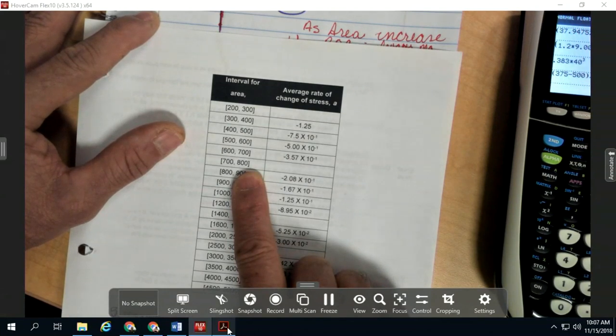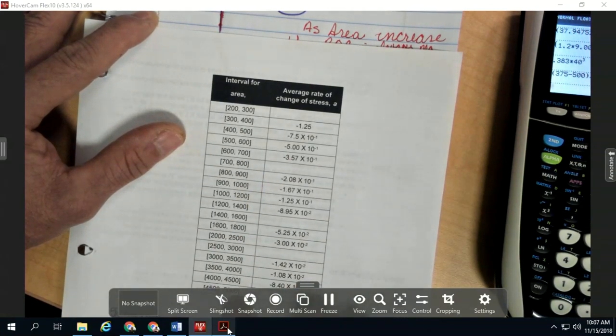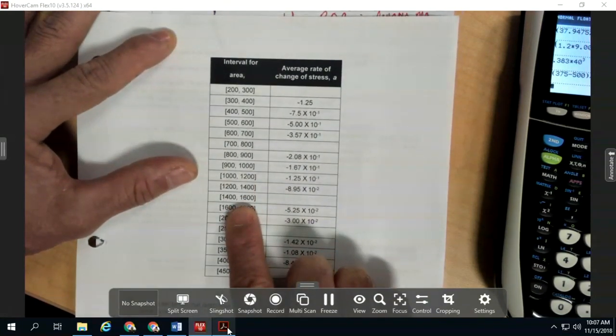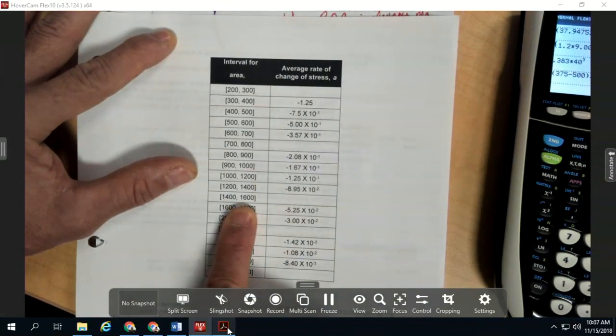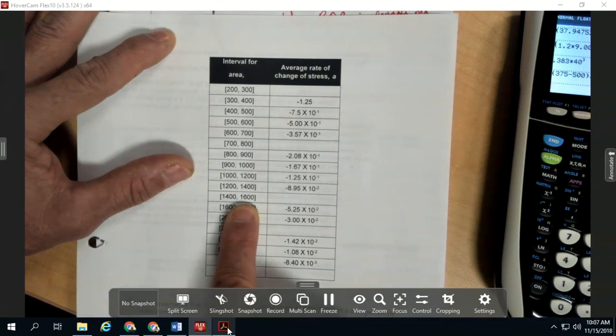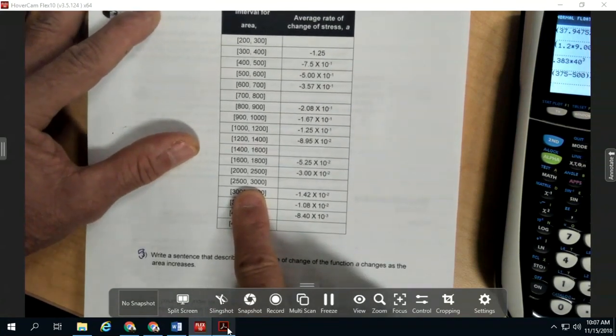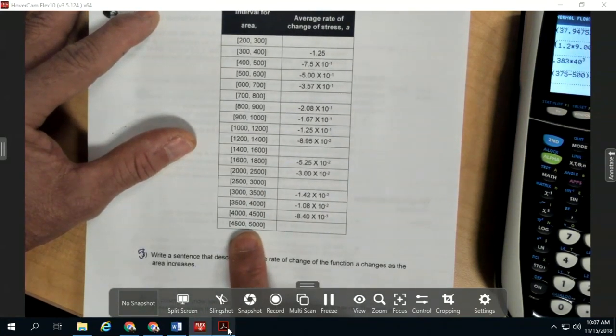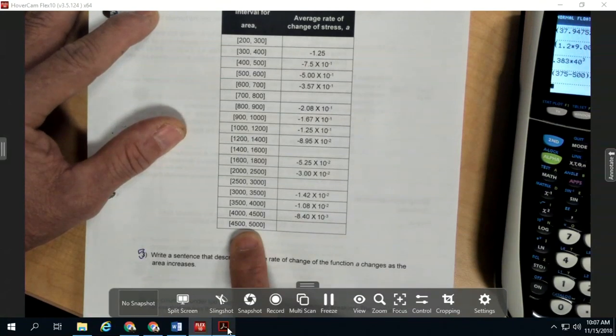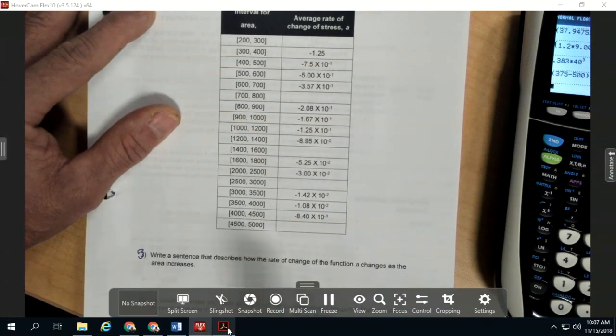Menominee, you're doing 200 to 300. Back table, you're doing 700 to 800. Is that us? That's you guys, yep. Felicia, 1400 to 1600. Ladies, that's you three. 2500 to 3000, fellas in the front there. 4500 to 5000, front left table, or right table for you guys.